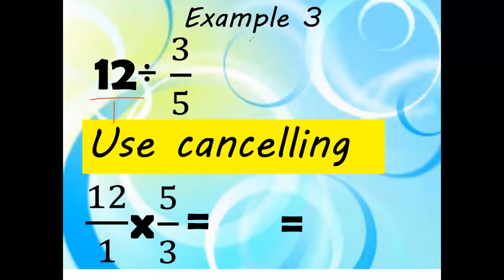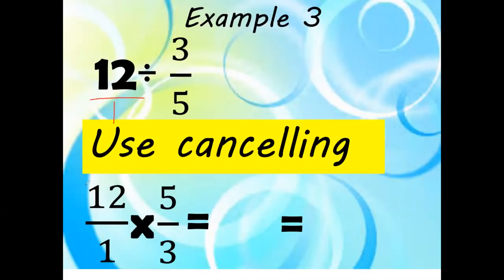This time we're going to use canceling. You can use canceling to lower down the numbers, or just to get the answer in lowest term form. In canceling, we should cancel one numerator and one denominator. You should not cancel numerator with numerator or denominator with denominator. Remember, when you are using cancellation, you must use one numerator and one denominator.